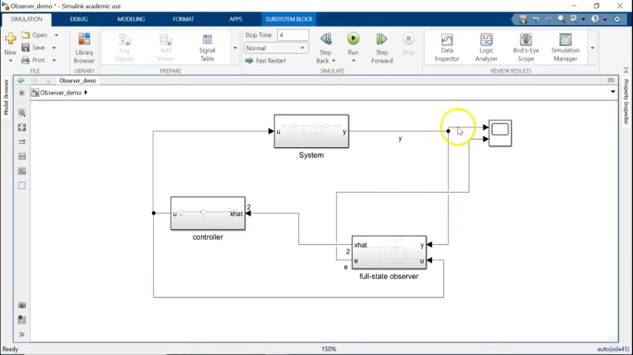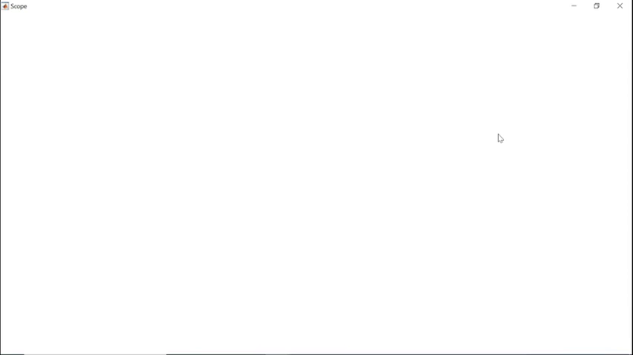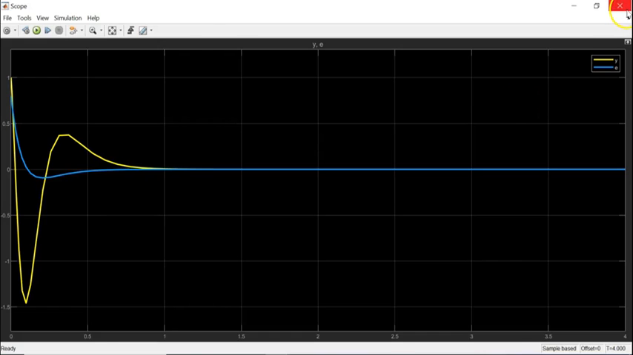And I'm sending my Y output and my error in the estimation to an oscilloscope, and I'm simulating for 4 seconds, and I want to see how the error in the observation goes to 0 and how the output of the system in this case will go to 0. In this case, my steady state is 0, okay? I don't have a constant or anything. So here is the simulation, right?